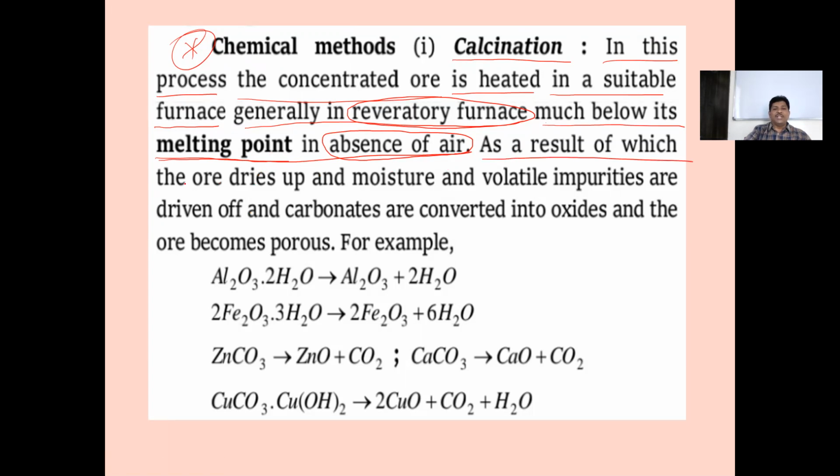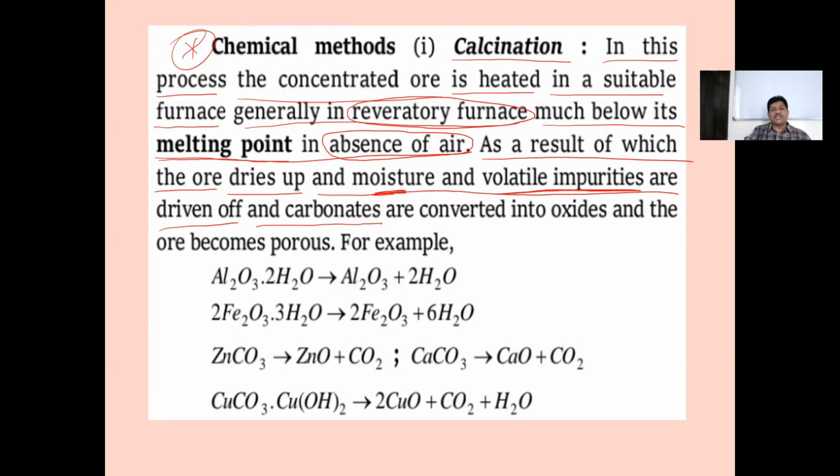As a result, the ore dries up. When you heat, what happens? The moisture will be evaporated. When moisture is evaporated, the ore becomes dry. And moisture and volatile impurities are driven off, meaning removed. What will be removed during calcination? Moisture is removed and also volatile impurities. The impurities which can be evaporated easily on heating can be removed here.